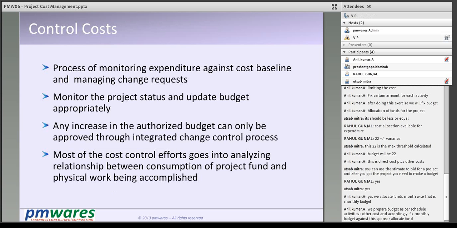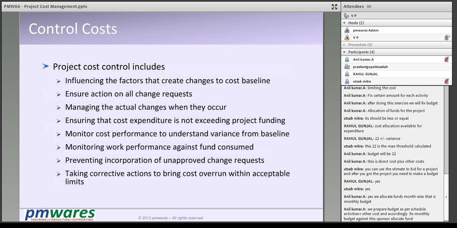Then now comes cost controlling. Now you have estimated the total cost of the project. Then based on your schedule, you have allocated your total cost to the project and prepared a cost baseline, a cost budget, which you have frozen, called the cost baseline.